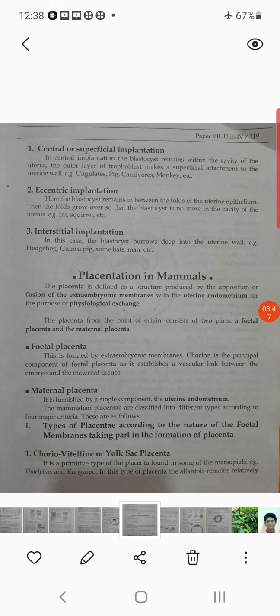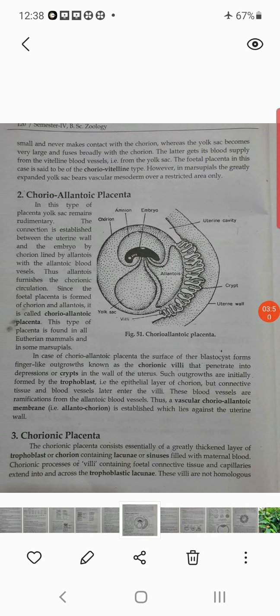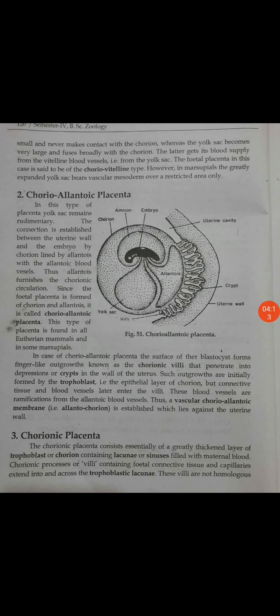And in this type of placenta, the allantois remains relatively small and never makes any contact with the chorion, whereas the yolk sac becomes very large and fuses broadly with the chorion, and later gets its blood supply from the vitelline blood vessels, that is from the yolk sac, and the fetal placenta in this case is said to be a choriovitelline type. And this you will get in the marsupial animals. So only choriovitelline, that is the yolk sac, takes part in the formation of placenta. Very easy. Second one, chorioallantoic.